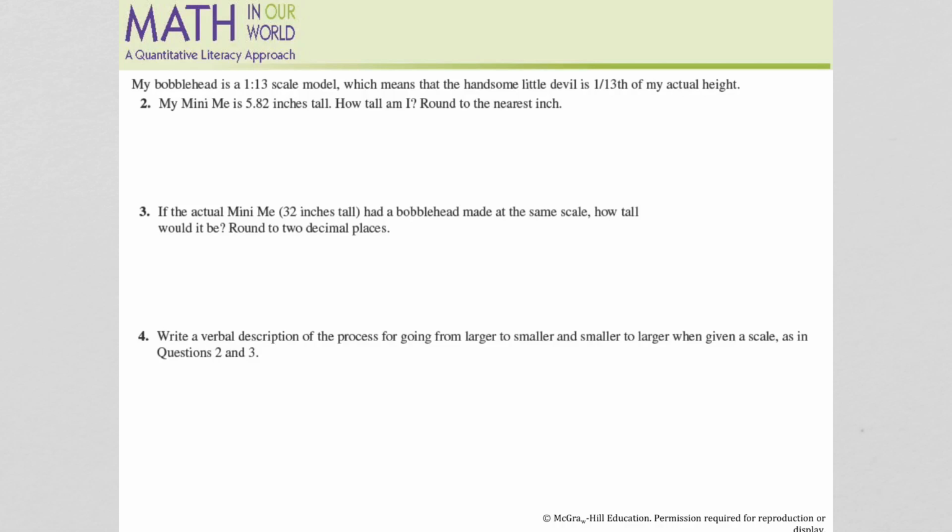How tall am I? So if we take 5.82 and we want to go larger, because he's going to be taller than his bobblehead, I would certainly hope. So to go larger, we're going to put 13 on the top. Multiply by 13 to 1, because that's going to help us get a bigger number. Gives us 76 inches, or 6 feet, 4 inches.